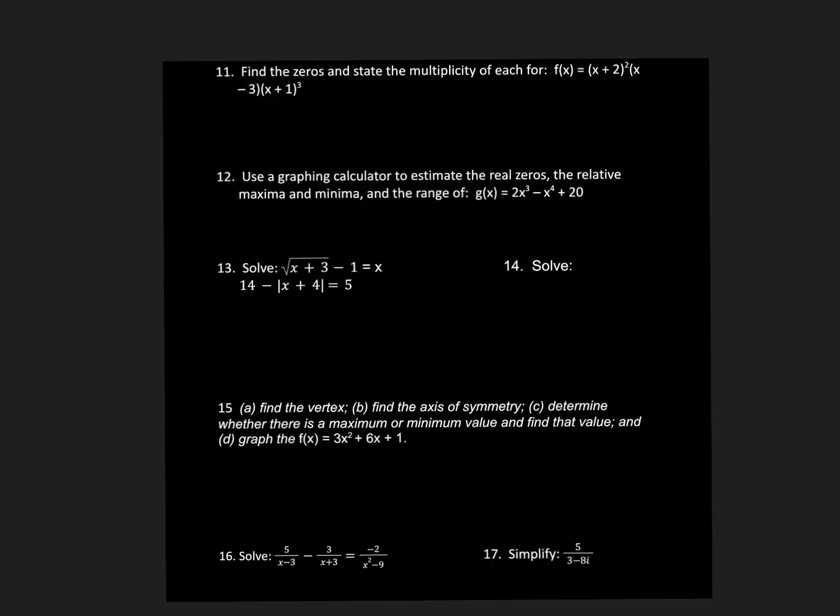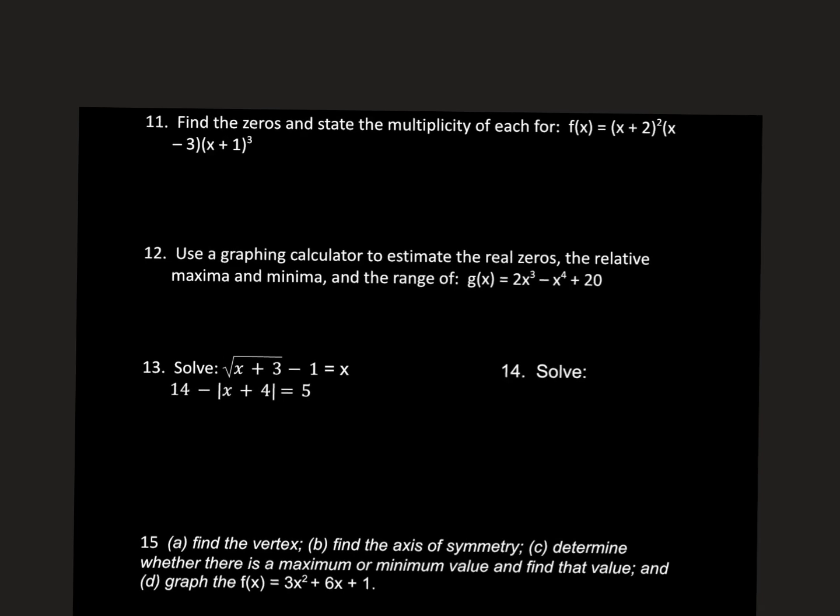All right, number 11. Find the zeros and state the multiplicity. That's a quick one. The first 0 is going to be -2 with multiplicity 2 because it has an exponent 2. The next 0 is just 3, no multiplicity there. And then -1 has a multiplicity of 3 because that's the exponent.